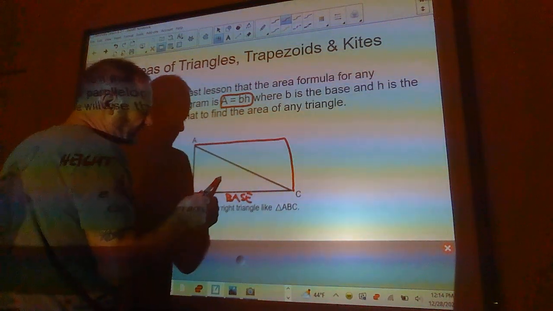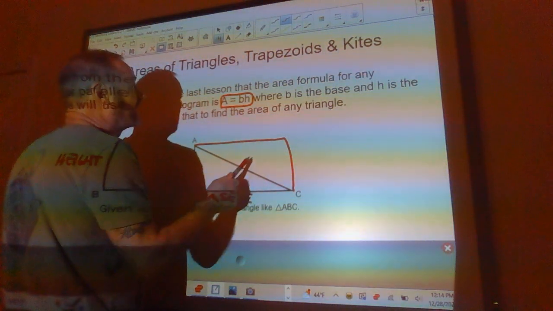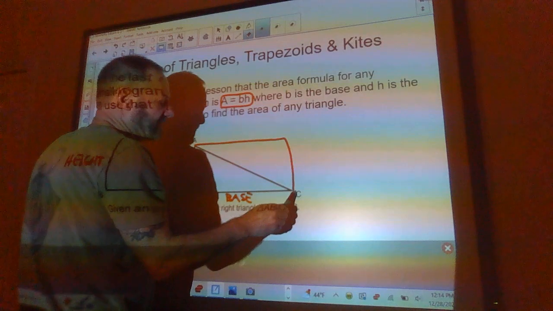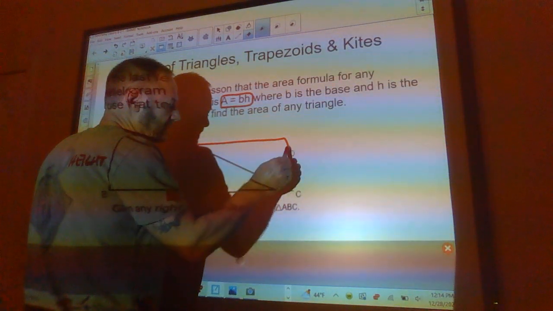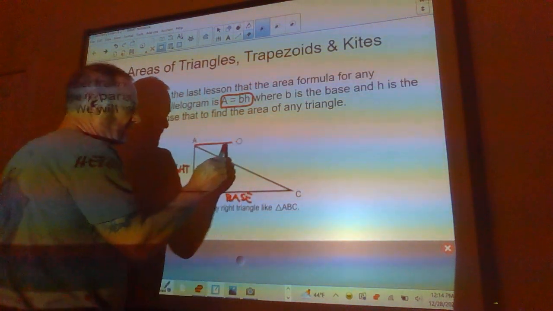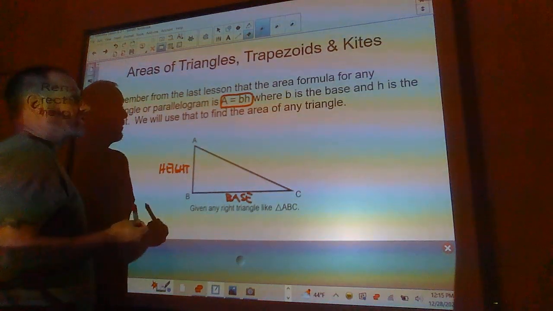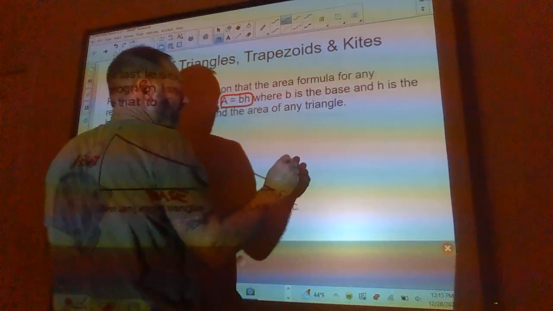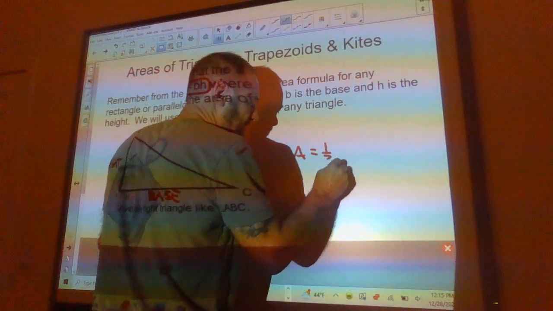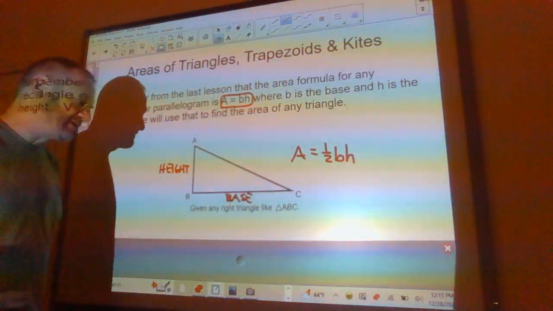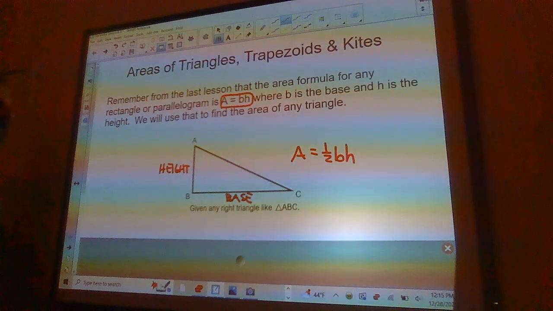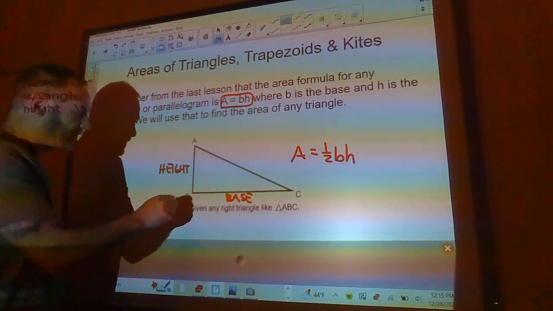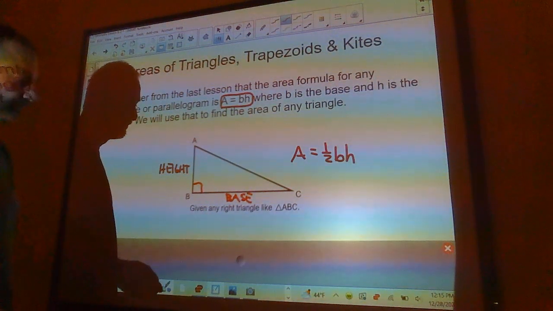But if you notice here, this triangle and this triangle are exactly identical, so that if I take this and just eliminate this, the part that's left, the triangle, is half of the rectangle. So my formula here would be half the base times the height. And that's going to work for any right triangle. Okay, I should have a 90-degree angle right there.